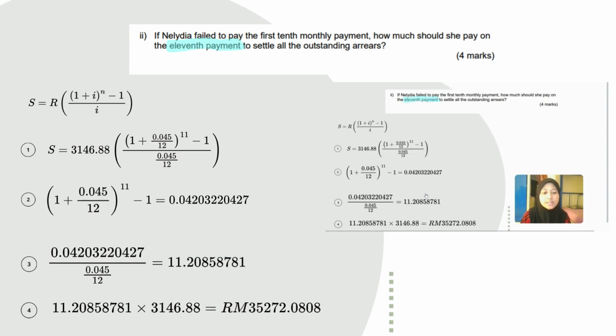We then substitute the known values. Future value equals 3,146 ringgit and 88 cents multiplied by the quantity 1 plus 0.042032047 divided by 12 raised to the power of 11, minus 1, all divided by 0.042032047 divided by 12. After calculating, we get approximately 11.20858781 multiplied by 3,146 ringgit and 88 cents. Finally, multiplying this together gives approximately 353,272 ringgit and 8 cents. Therefore, if Nelida failed to pay the monthly payments, she should pay 353,272 ringgit and 8 cents in the 11 months to settle all the outstanding arrears.